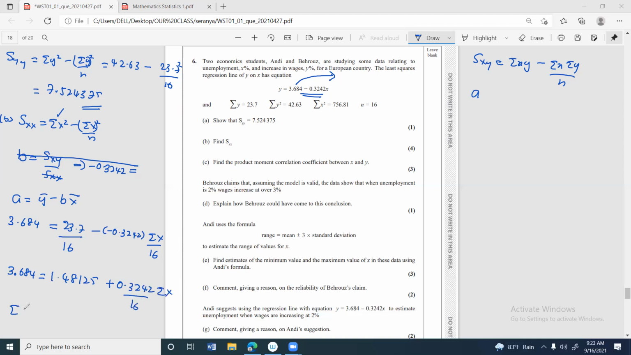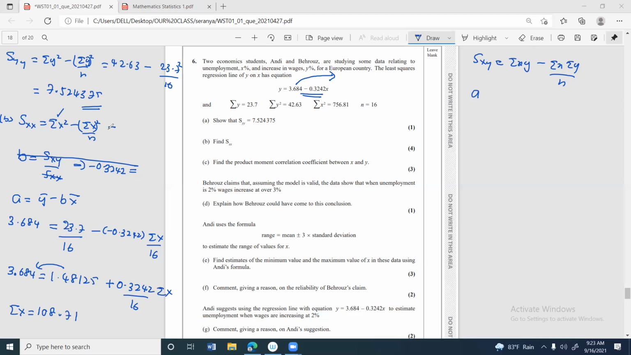From here, you can get the summation of x is 3.684 minus 1.48125. I just brought this one to here. Then multiply by 16, and that one divided by 0.3242. That answer is 108.71, right? Now I know the value for here.